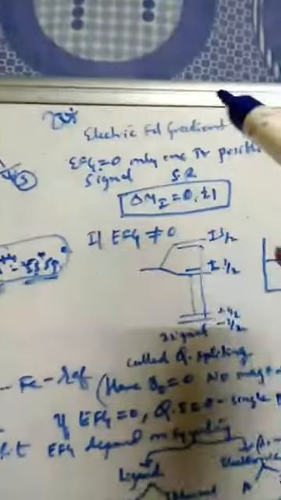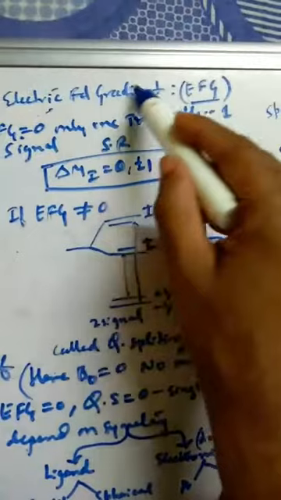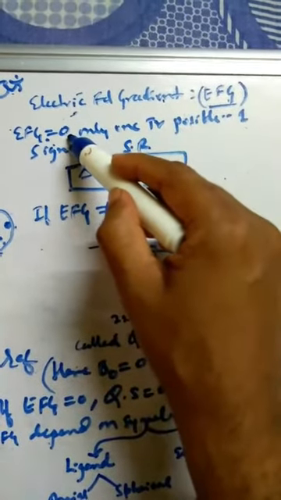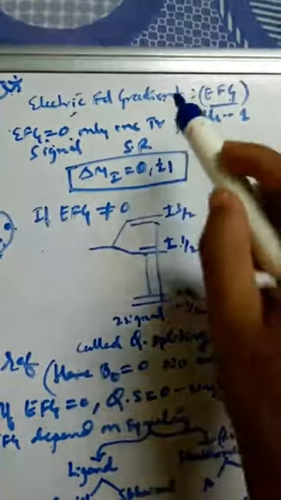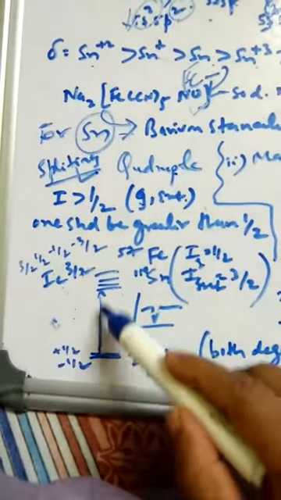Now, the main thing for the transition in Mössbauer is that we come across a new term, that is the electric field gradient. What is this electric field gradient? EFG. If the electric field gradient is equal to 0, only one transition is possible, that is one signal, like here. So here the EFG is 0, and that's one transition we can observe. There is no splitting here.